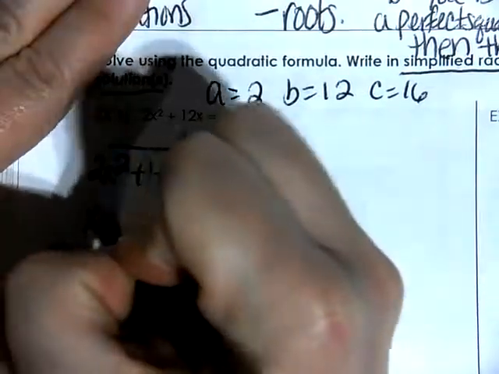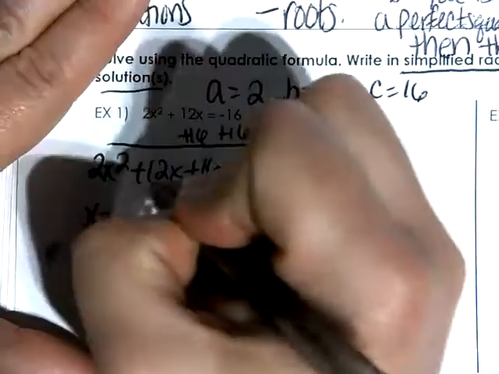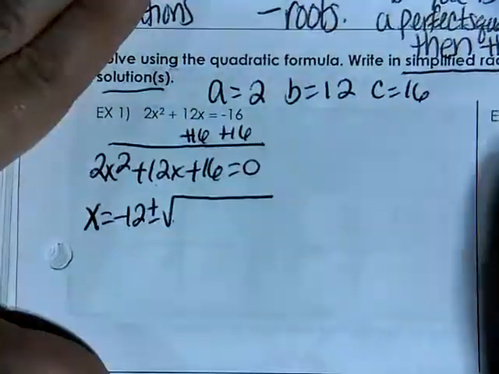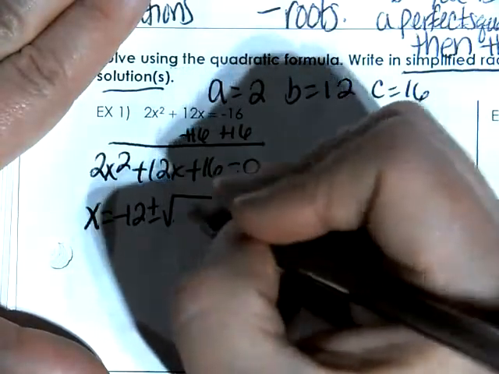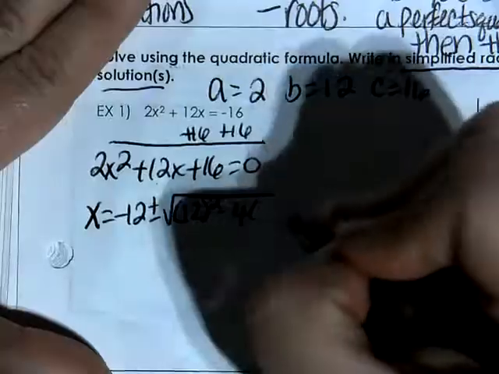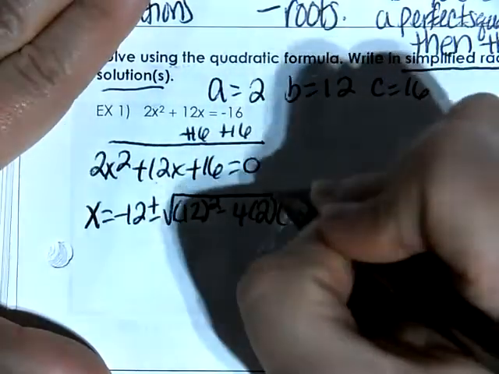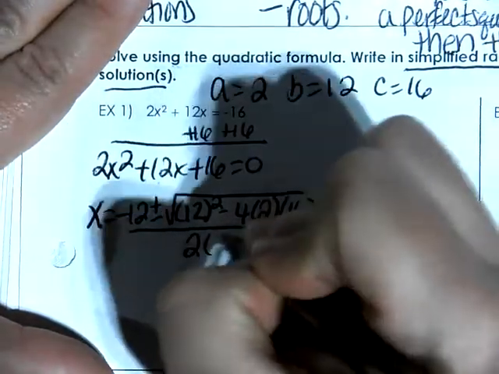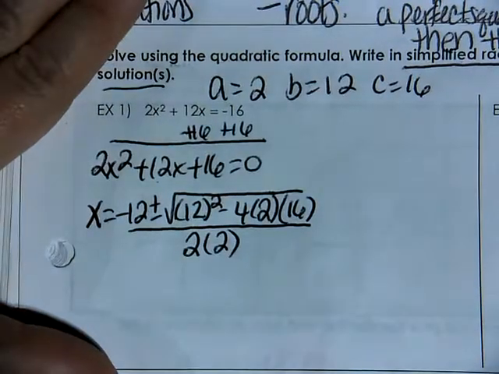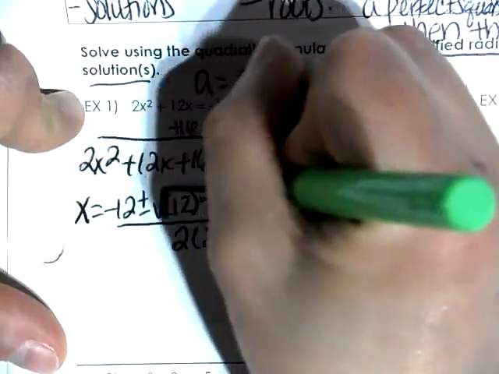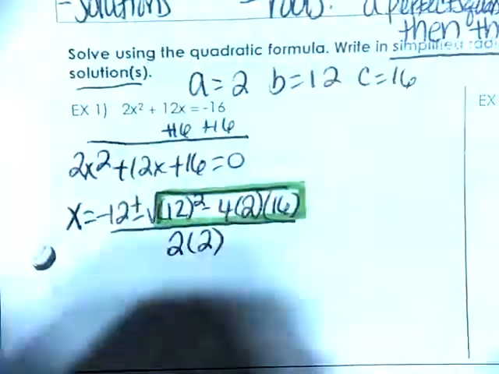And I'm going to write x equals the opposite of b. The opposite of 12 is negative 12, plus or minus the square root of b squared, that is 12 squared, minus 4 times a, 4 times 2, times c, which is 16. This is all over 2a, that's 2 times 2.